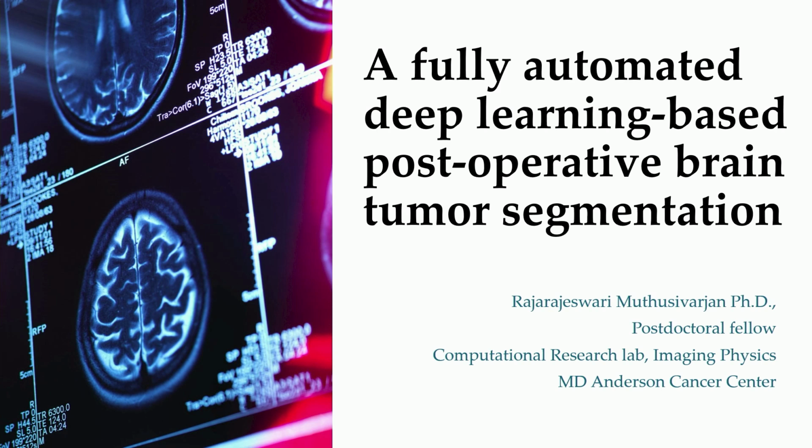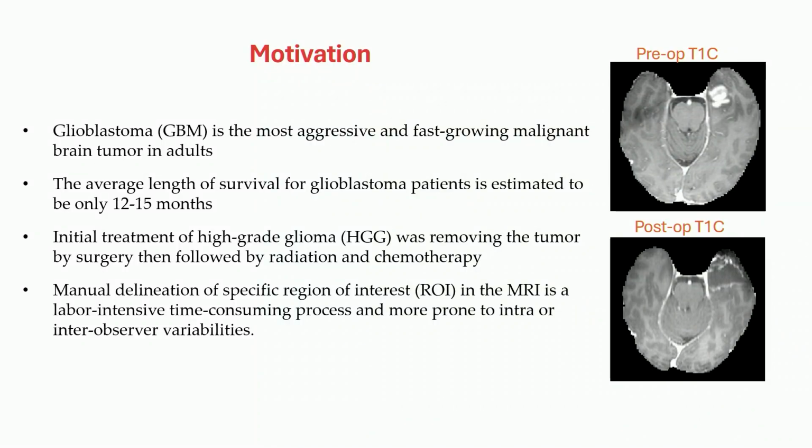Good afternoon, everyone. Today I'm going to present our latest work on automated deep learning based post-operative segmentation of brain tumor. Glioblastoma is the most aggressive and fast-growing malignant brain tumor in adults. The average length of survival is 12 to 15 months. The initial treatment involves removing the tumor by surgery, followed by radiation therapy and chemotherapy.